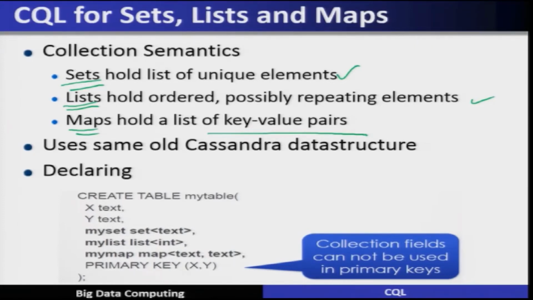Now, these use the same old Cassandra data structure. Let us see how we can declare these: my set is a set of text, my list is a list of integers, and my map will be a map of key value pairs. And note that these fields, that is set, list and map, cannot be the primary key.